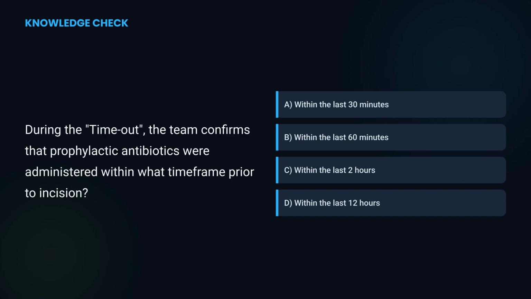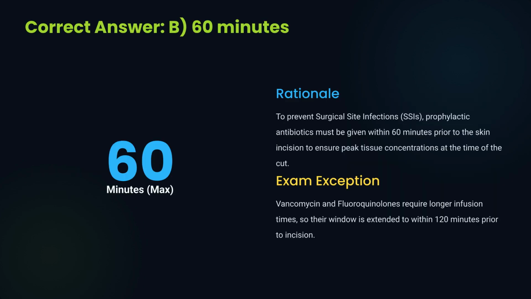During the timeout, the team confirms that prophylactic antibiotics were administered within what time frame prior to incision? The correct answer is B, within the last 60 minutes. This window ensures optimal antibiotic concentration at the time of incision to prevent surgical site infections. Note the exception for certain antibiotics.